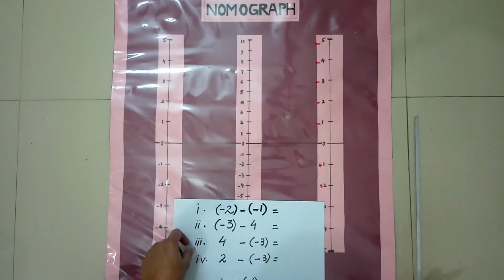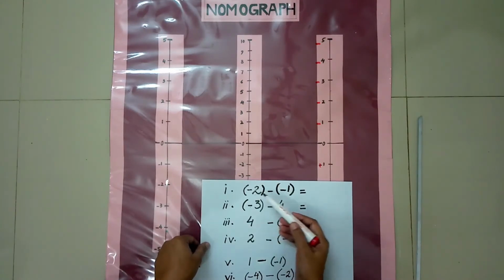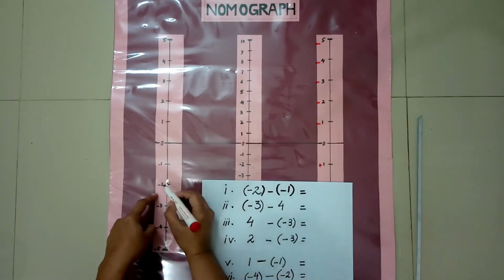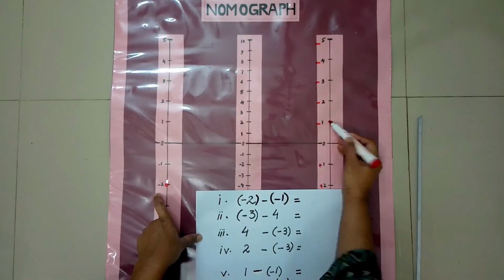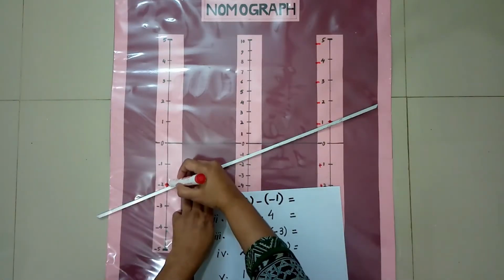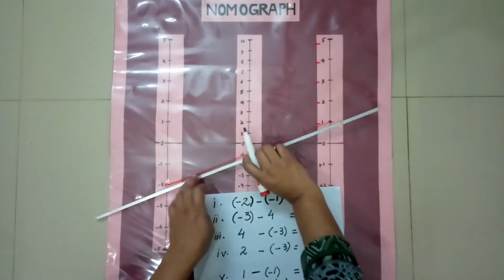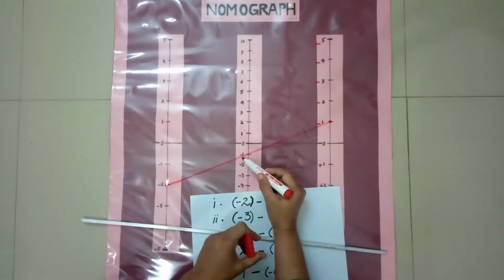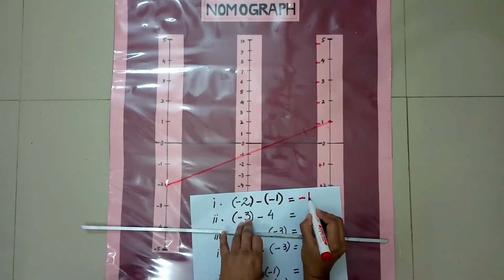Now I am going to start my activity and I am going to subtract -1 from -2, and the operation is subtraction. So this is -2 on scale number 1. We will take -2 here and this is -1. We will take -1. Now I will join these 2 numbers by a straight line, and wherever it cuts the line, that would be your answer. So that is -1. So -1 would be your answer.